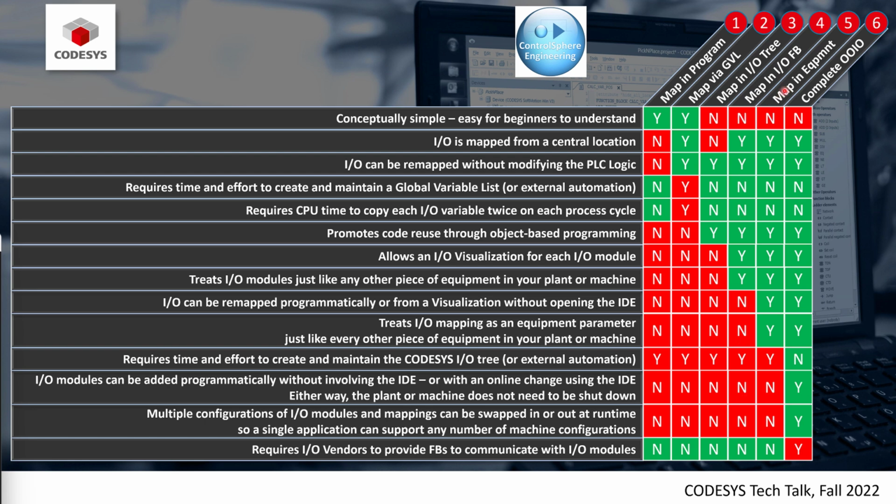Treating IO mapping as equipment configuration solves many of these problems, but you still can't change your IO without shutting down your plant, and it still requires messing with the CODESYS IO tree. The ultimate solution eliminates the entire CODESYS IO tree altogether. Its only drawback is that it does require a way for the program to communicate directly with IO, and we're still waiting for some IO vendors to provide function blocks to do that.